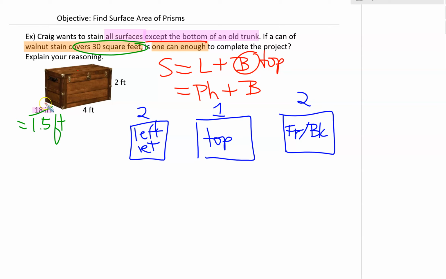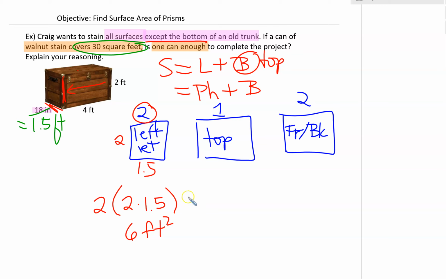So the left and the right are 1.5 feet by 2 feet, because those are parallel. So I've got a 2 and a 1.5. And then I have two of these. So I have two rectangles that have an area of 2 times 1.5 square feet. So 2 times 1.5 is 3, 3 times 2 is 6. So this gives me 6 square feet for the left and the right. Plus the top, so the top would be 1.5 feet by 4 feet. So area of that rectangle would be the 1.5 times the 4, and that would be 6. So that gives me another 6 square feet.